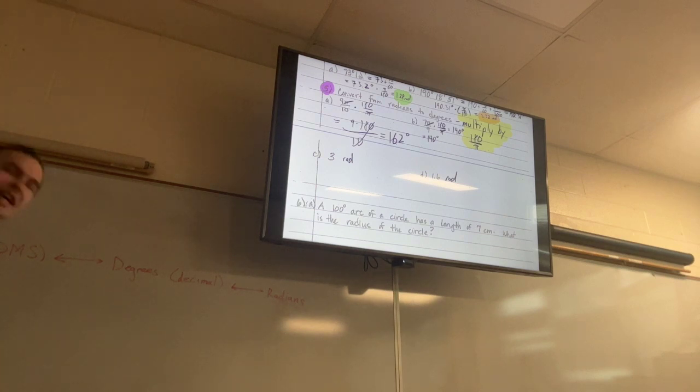So 3 radians, how do you convert that to degrees? Multiply by 180 over pi. Yeah, for radians to degrees, right? Okay, so then for degrees to radians, you do the other one. Either of those, yeah.